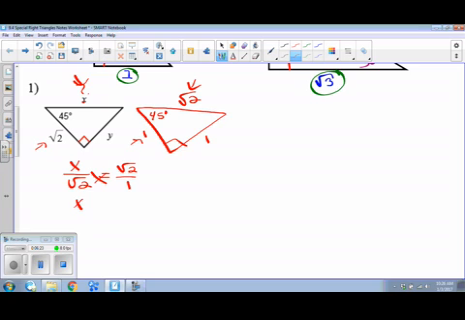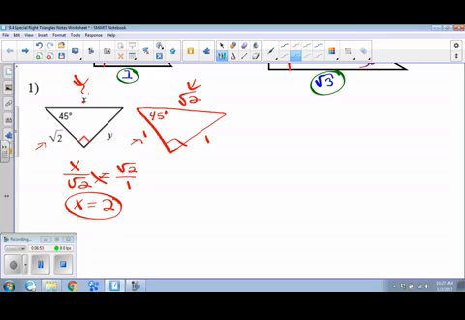So x times 1 is x. What's the square root of 2 times the square root of 2? It's just 2. How come? When you multiply a radical times a radical, you just multiply what's inside and put them underneath the same radical. So square root of 2 times the square root of 2 is the square root of 4, which is 2. Okay? So x is equal to 2.